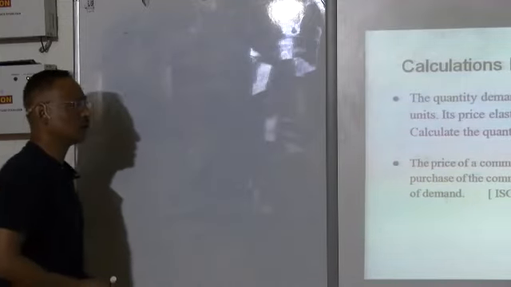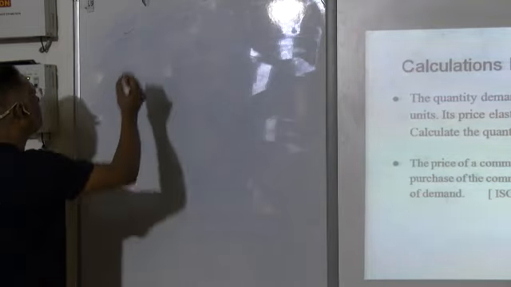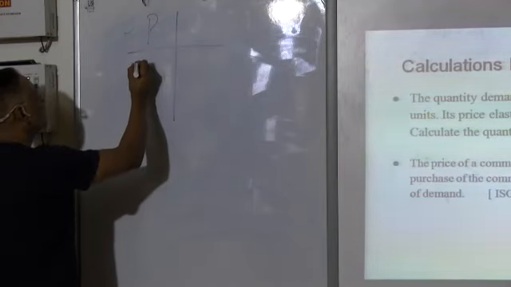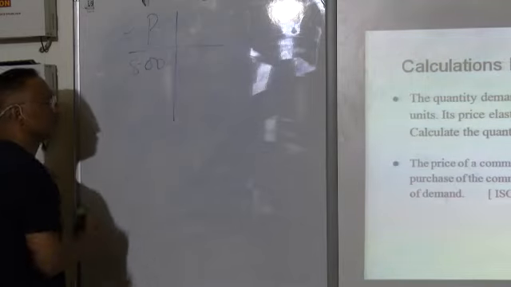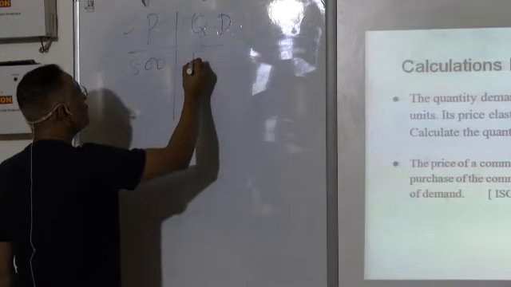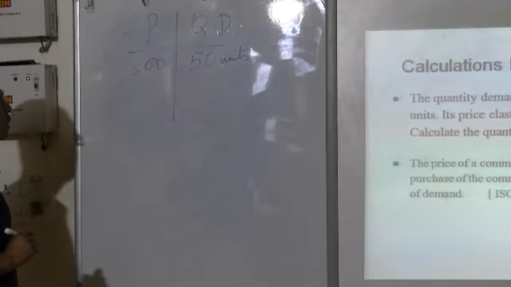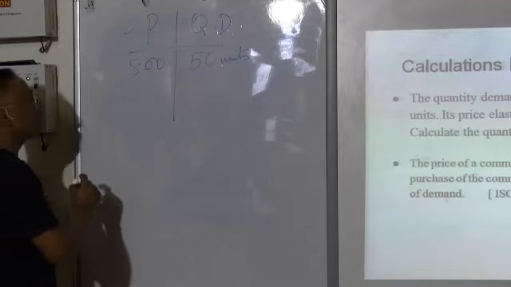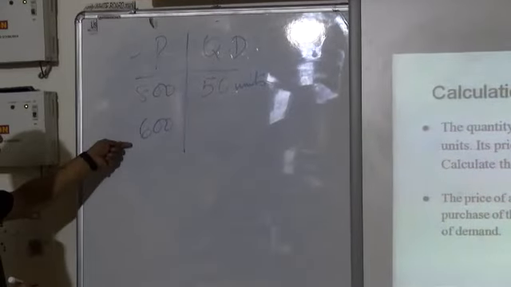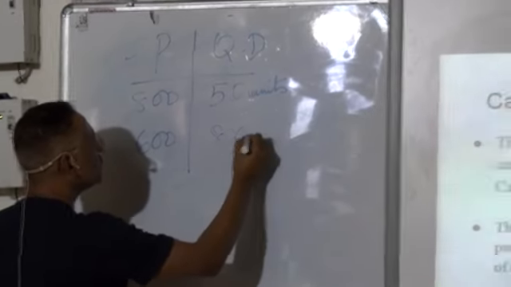To solve these questions, I would like to give you some basic idea. Let us say that the price of a pair of jeans is 800 rupees and the quantity demanded, let us say, is 50 units. Now, let the price fall. Let's say the new price of the jeans is 600. So when the price falls, the quantity demanded will increase. So we will say now it is 80 units.